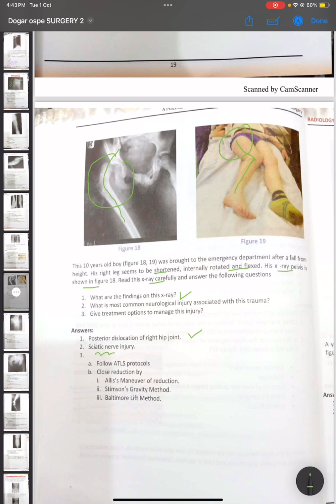So, sciatic. For orthopedic traumas and X-rays, you should know the anatomy of the bones and the nerves, so that you can find which bone is defected, or what is the diagnosis, or what are the complications.